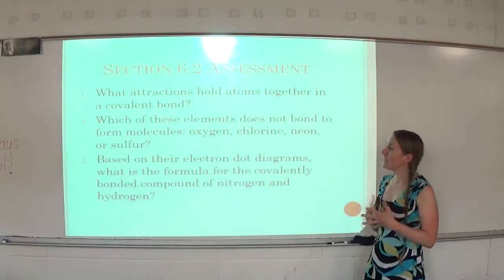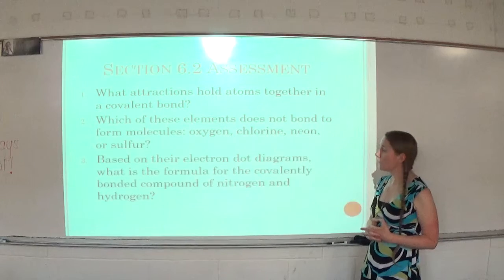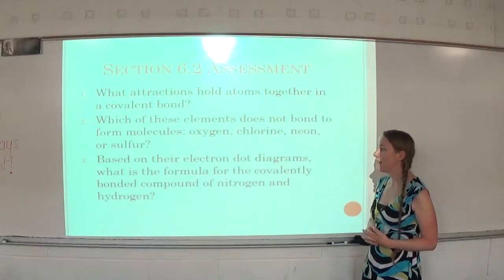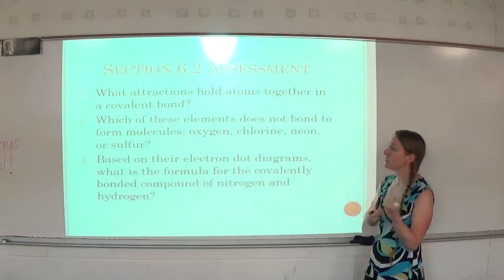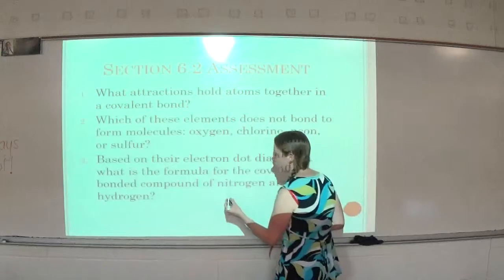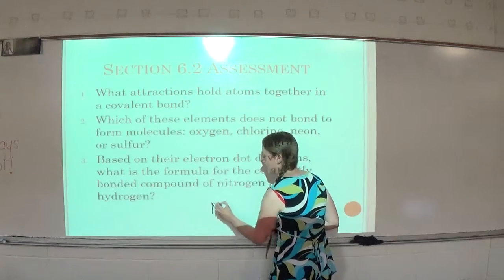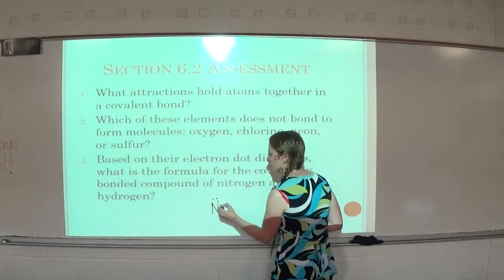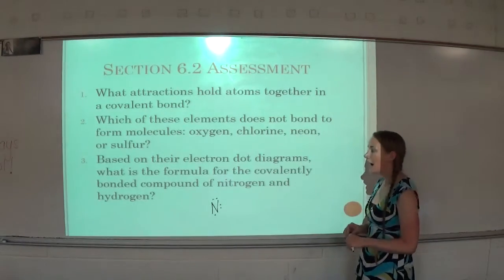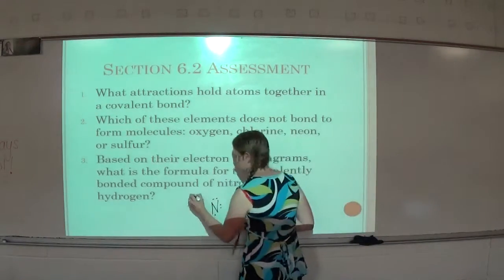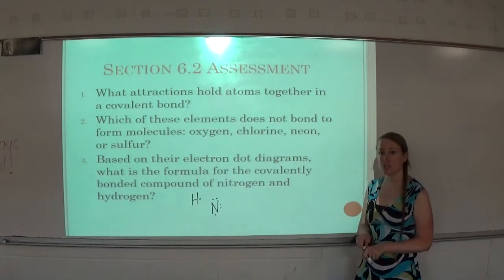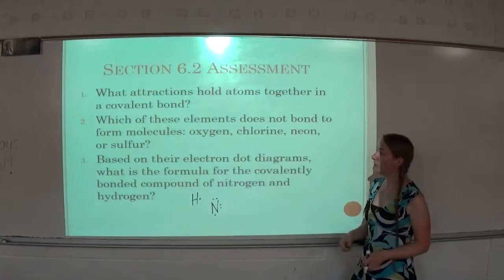Number 3, based on their electron dot diagrams, what is the formula for the covalently bonded compound of nitrogen and hydrogen? Let's start with those diagrams. Nitrogen is in group 15, so it has 5 valence electrons. Hydrogen is in group 1, so it has 1 valence electron. So what would the formula be?